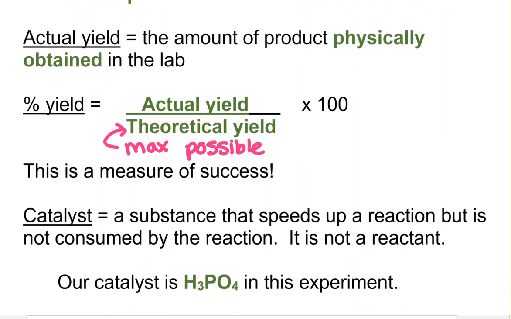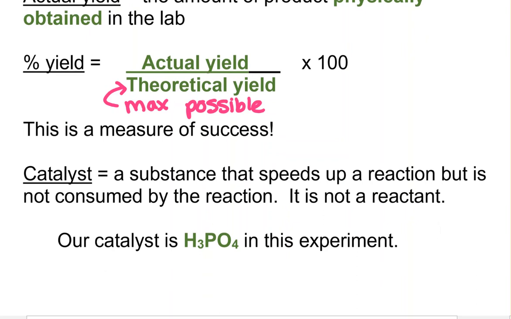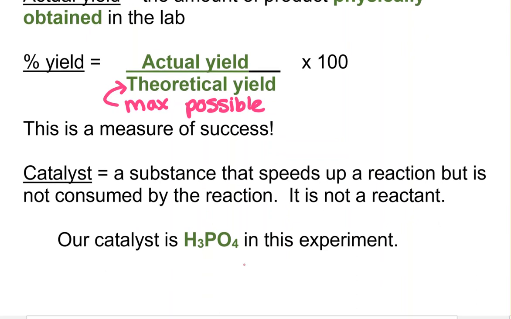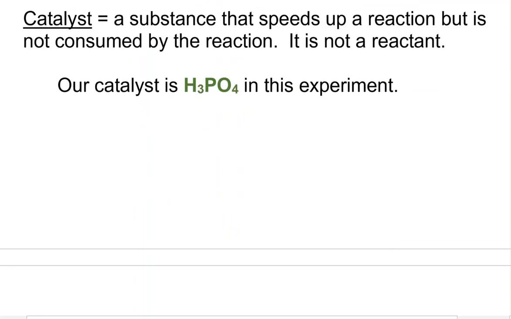This reaction does use a catalyst. A catalyst is usually there in pretty small amounts. The amount is not all that important, and so it always stays out of your stoichiometry calculations. It is there to speed up the reaction, but is not really consumed by the reaction. And ours is phosphoric acid in this experiment. If we didn't use it, the reaction would take a lot longer, not the 15 minutes.